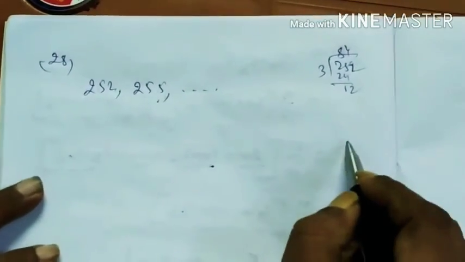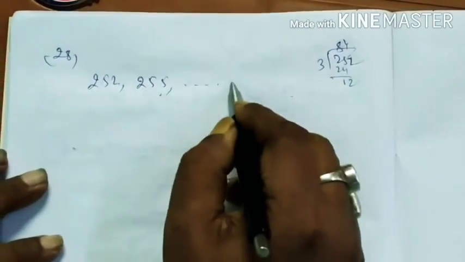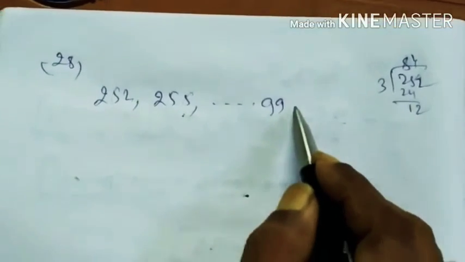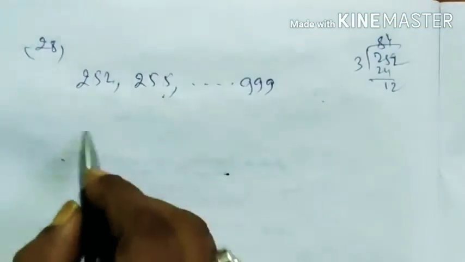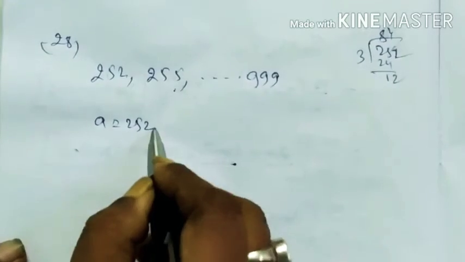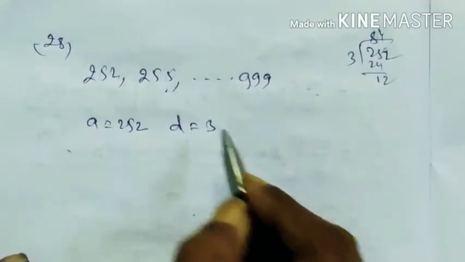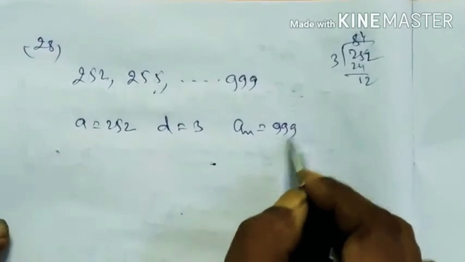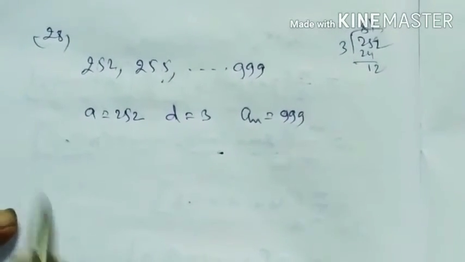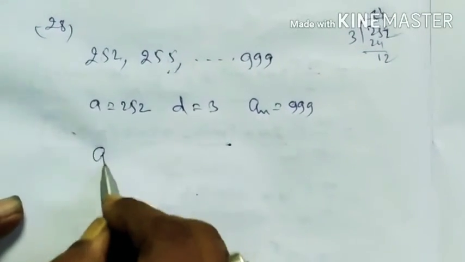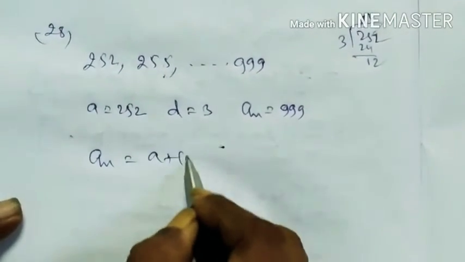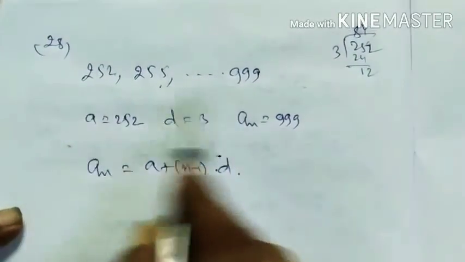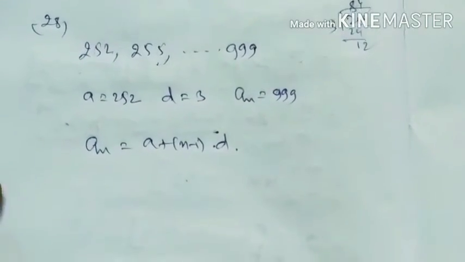And our last number divisible by 3 will be 999. So A is equal to 252, D is equal to 3, and your An is equal to 999. Next is 1000. So An is equal to A plus n minus 1 into d. I have to first of all find out the number of terms, then only I can find the sum.